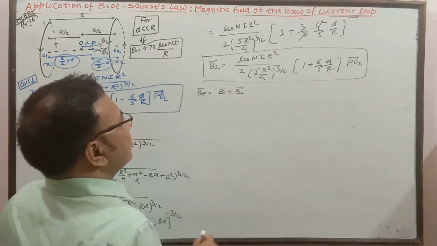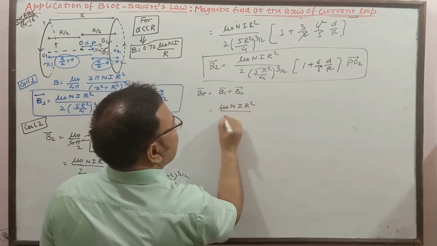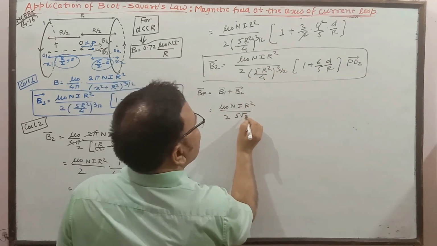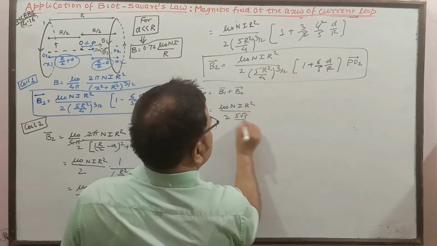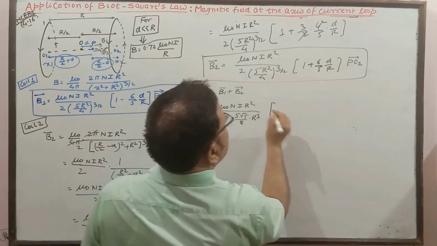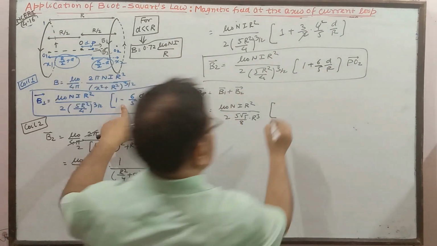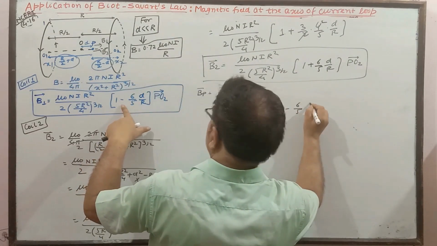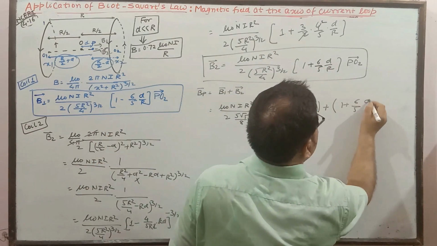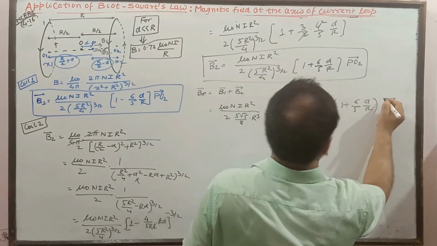What is the common part? Rest all the things are common, so mu naught Ni R square by 2. If you solve this, 125 square root gives 5 root 5, 4, this is 8, 3 by 2. R to the power 3 by 2 gives R cube. And inside we are going to add, which one? This one and that one. So this one is 1 minus 6 by 5 D by R, and plus this is 1 plus 6 by 5 D by R. And both are along PO2. So this is what we have.